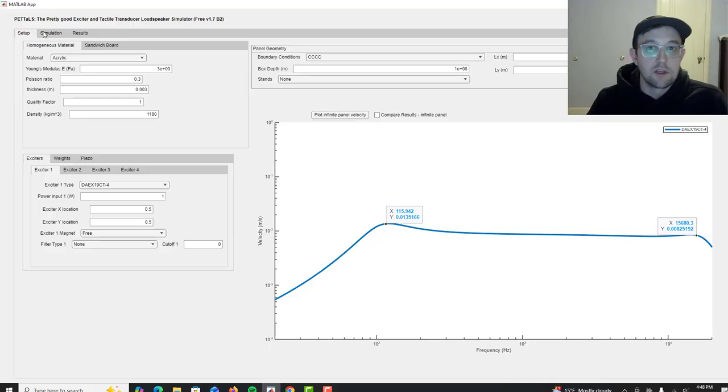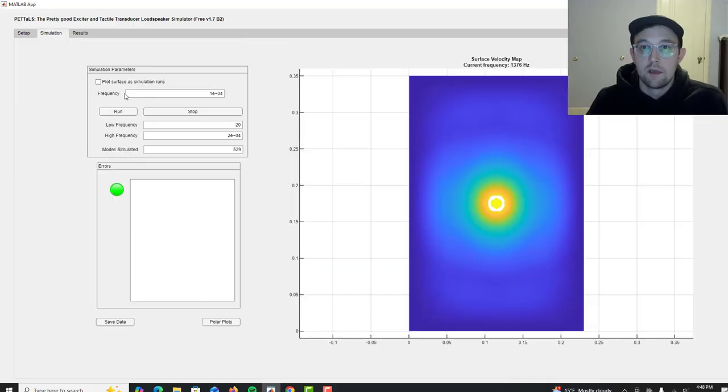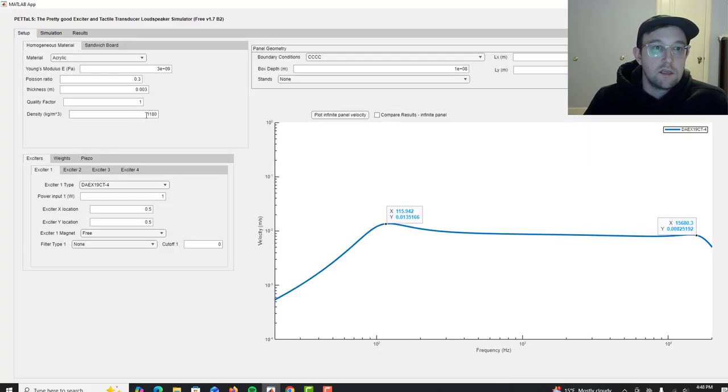Density, well, now I'm running a simulation. Okay, so density is going to have to be greater than 0. For sure.